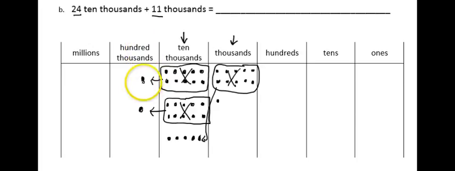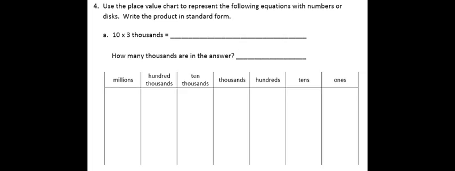I have 2 discs in the 100,000 section, so I'll start there. I have 5 discs in the 10,000 section. I have 1 disc in the thousands section. I have no discs in the hundreds, tens, or ones section. The standard form of the number then is 251,000, and you can see how the place value discs match the standard form. We can use a similar process when multiplying on the place value chart.